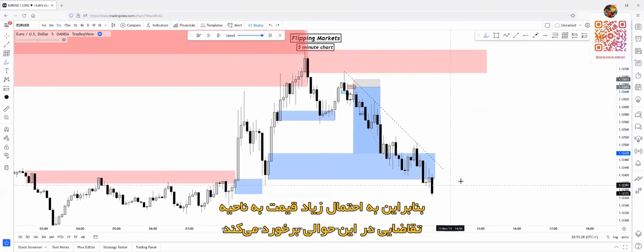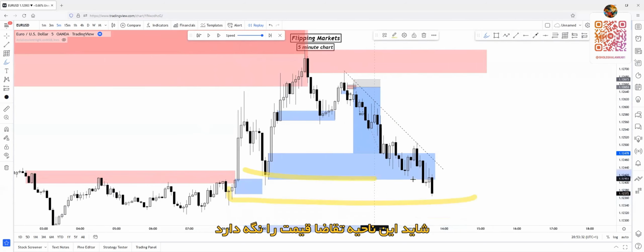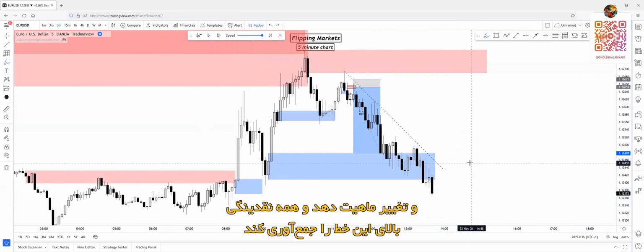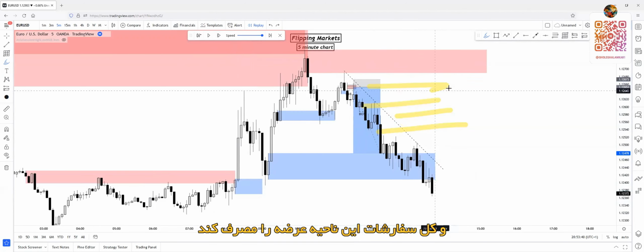So price has a really great chance to tap into some sort of demand here. Maybe this demand will hold the price. And after a demand tap, it can reverse to the upside, change character, and collect all of this liquidity from above this line and mitigate the full zone, mitigate the full percentage of this zone.